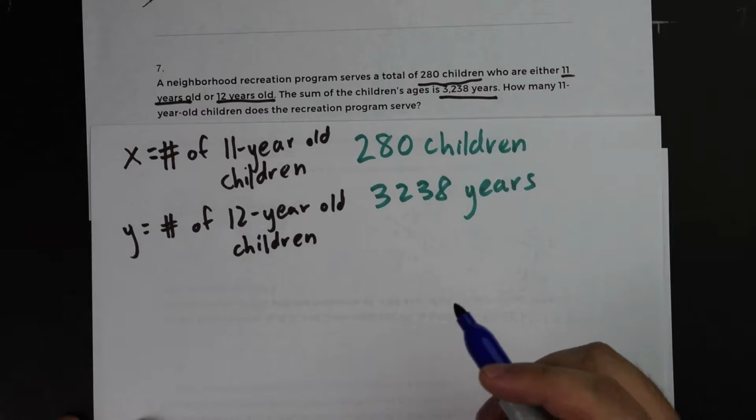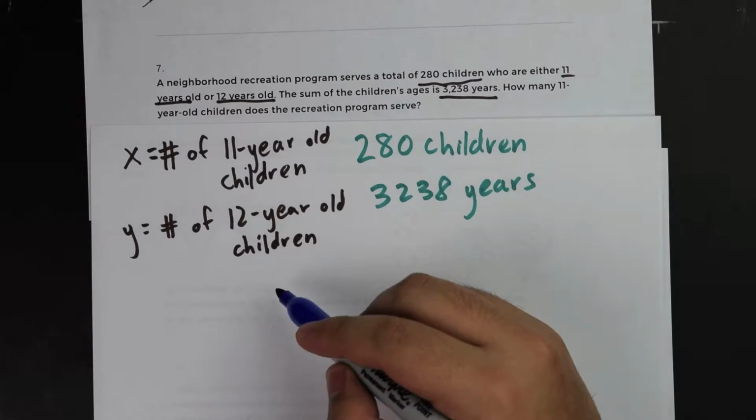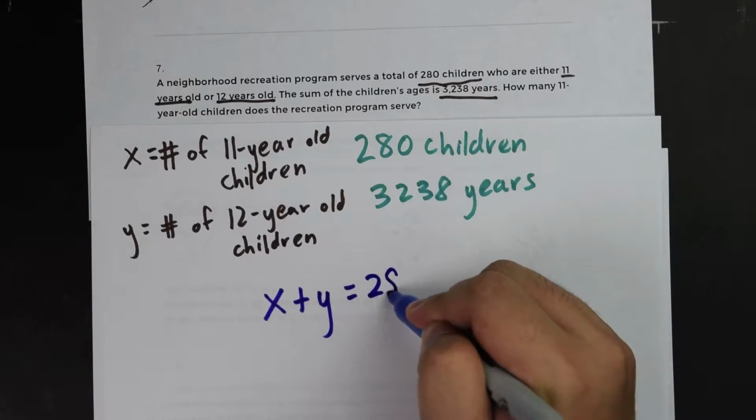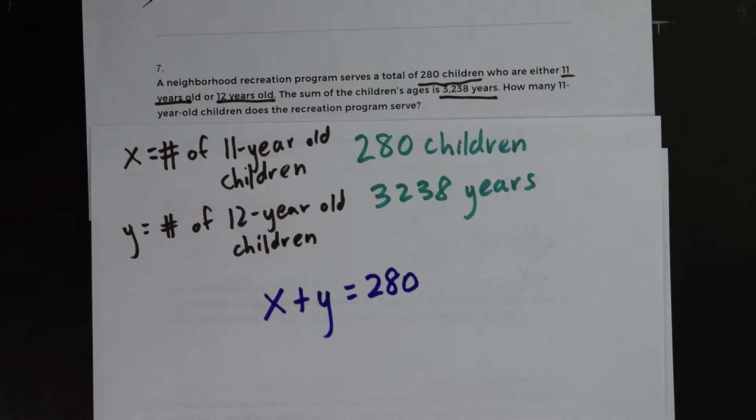The first equation that I actually created when I was solving this question is x plus y equals 280. Because if I add up the total number of 11-year-olds and the total number of 12-year-olds, that's the total number of children generally in this neighborhood recreation program, as they stated.